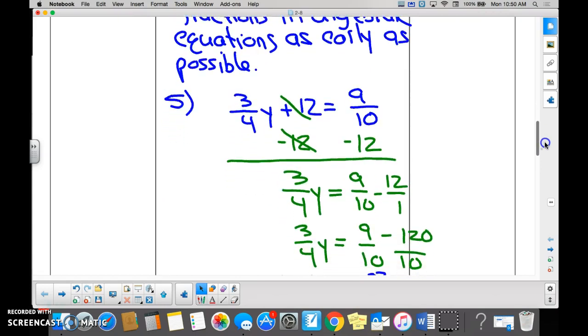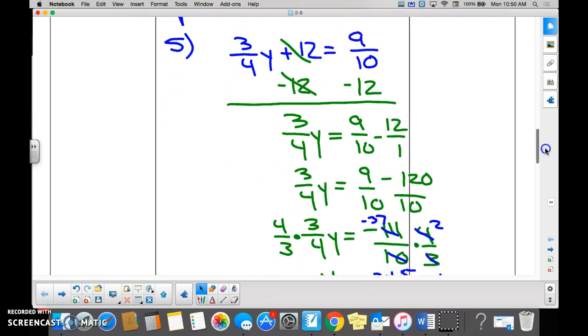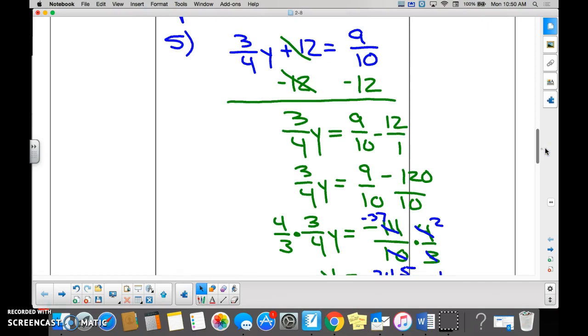And look at this baby. It goes on and on and on. So we have a fraction in number 5, but a lot of you chose not to get rid of the fraction first. Is that okay? Yes. A lot of you said, well, Mr. Padre, you also said to do the easy step first, and the easiest thing would be to subtract 12, yes or no? Yeah. Okay, so we subtracted 12. We were dealing with then 3/4 y equals 9/10 minus 12.